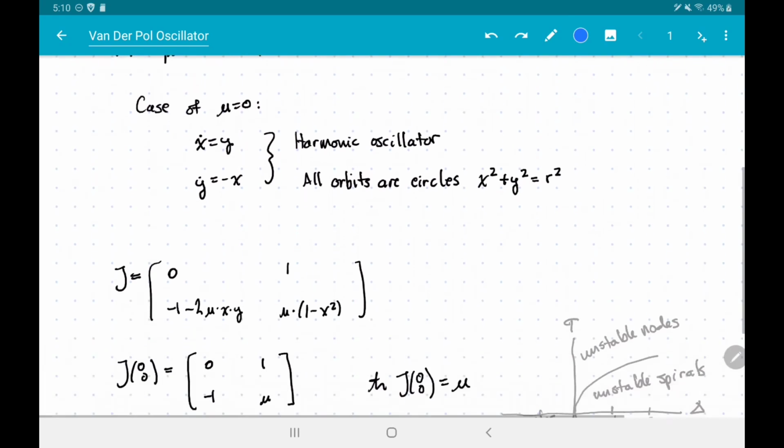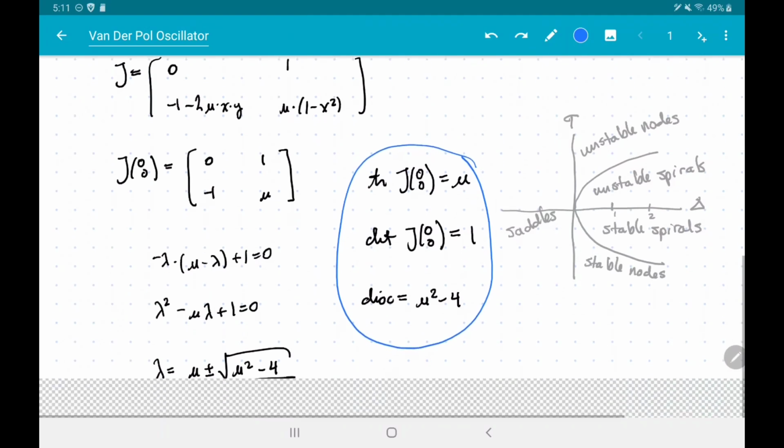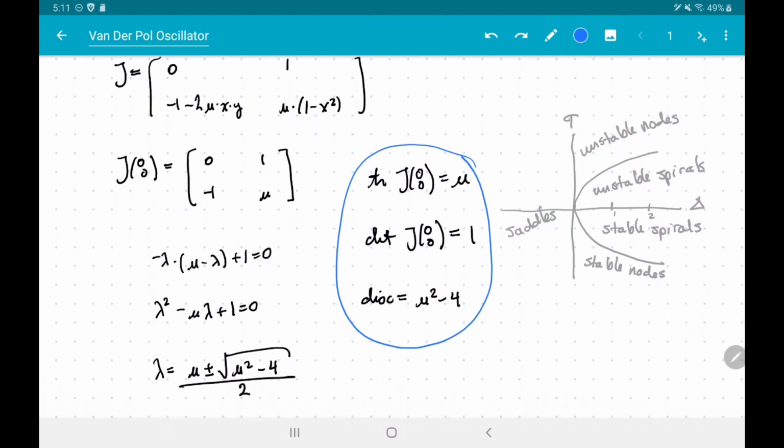For other values of mu, we can do some linear stability analysis. This is the Jacobian matrix in general. We're generally going to be interested in its value at the origin. And if you look here, I've picked out the trace, which is the sum of the two diagonal elements, the determinant computed in the usual way, and then the discriminant here is the b squared minus 4ac from solving the characteristic polynomial.